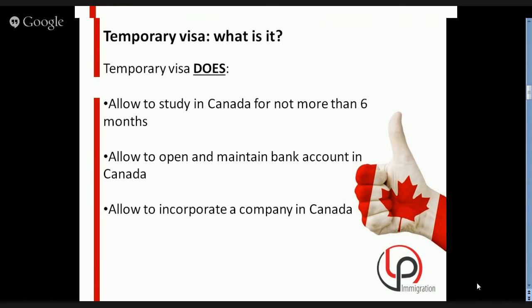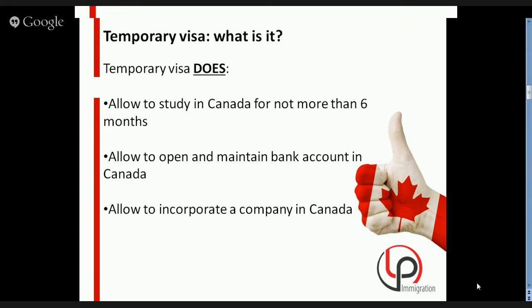Also, for those seeking safe harbor for their financial assets, a TRV allows you to open a bank account in a Canadian bank, including the so-called Big Five banks, of course: RBC, TD Canada Trust, Scotiabank, Bank of Montreal, CIBC. As you all know, the Canadian economy is very stable, and among the G7 countries, Canada suffered the least during the world crisis of 2008. That's why many people choose Canada as the country to keep and invest their money in.